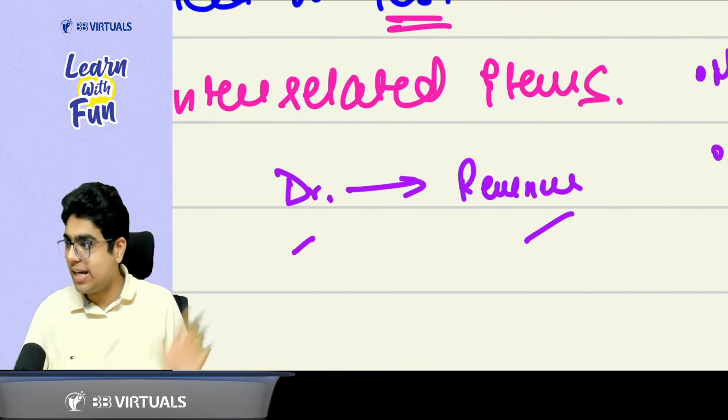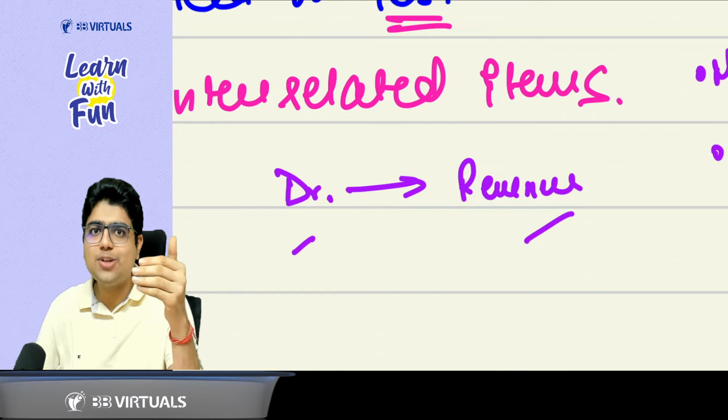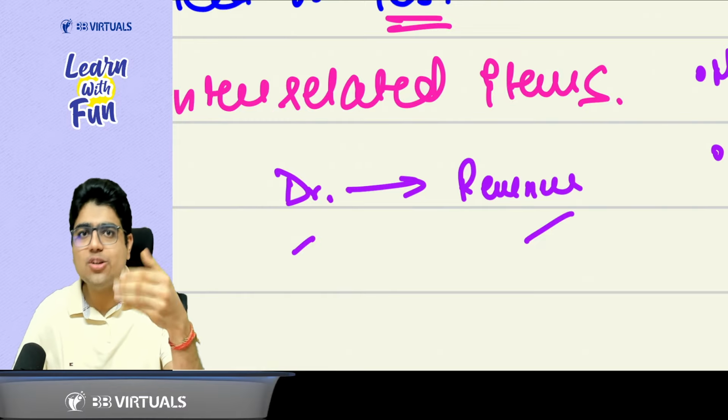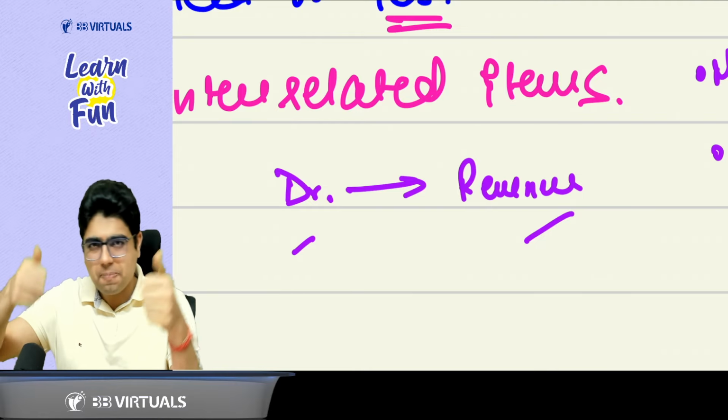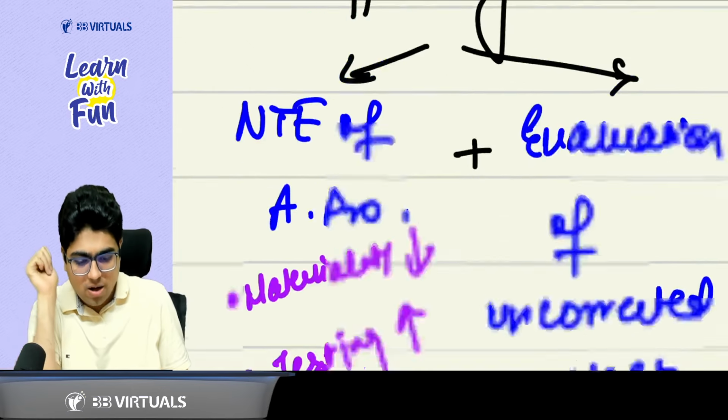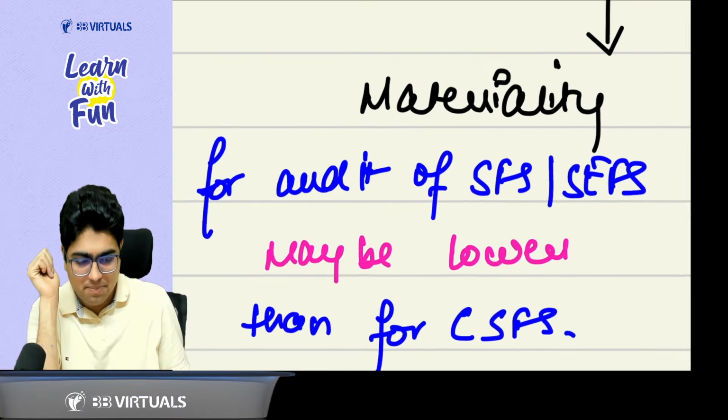What is related to creditor? Okay, I'm asking. What is related to creditor? Purchases. So when you are doing the audit of creditor, you can also be required to do the audit of some purchases. Make sense? Make sense, sir. Now coming to the next part, materiality.